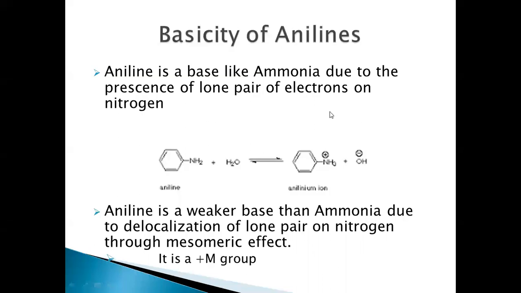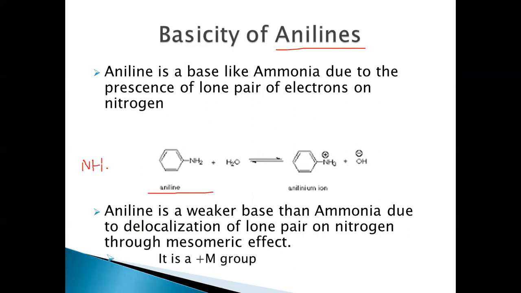Now in this video, let's look at the applications of the mesomeric effect, part 2. I've already discussed the acidity of phenols and carboxylic acids in my previous video. Now look at the basicity of anilines here. Anilines are nothing but the NH2 group attached to the aromatic ring, or the phenyl ring. These are anilines, and like ammonia, these anilines are also basic.